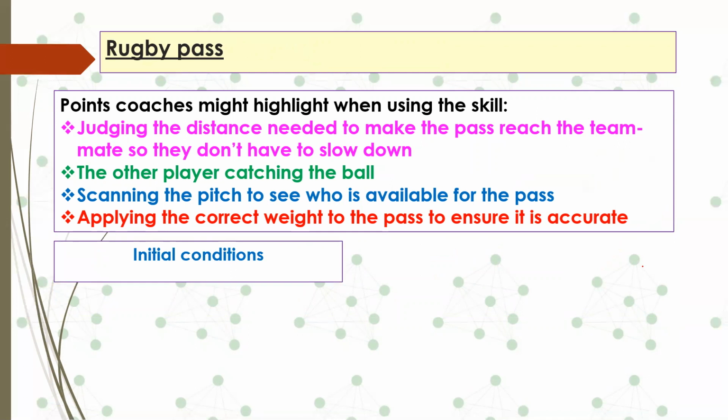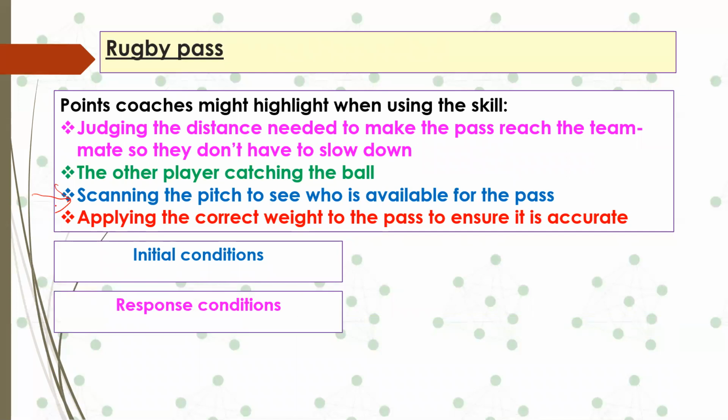So you should have at the first stage, the initial conditions, this scanning process here. So you scan the pitch to see who's available. The second part is the response conditions. So you judge the distance, you decide what it is that you need to do. What are your options? So judging the distance needed to make the pass to reach a teammate.